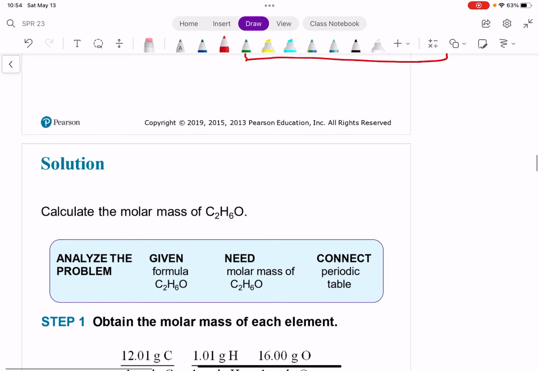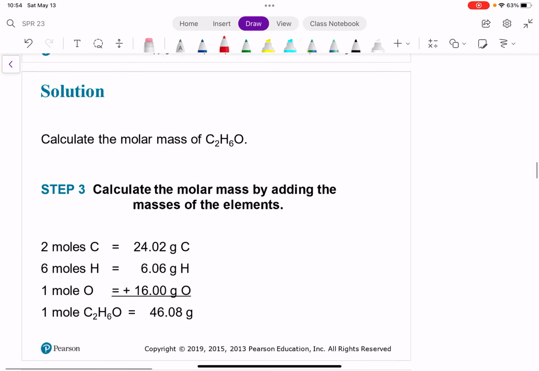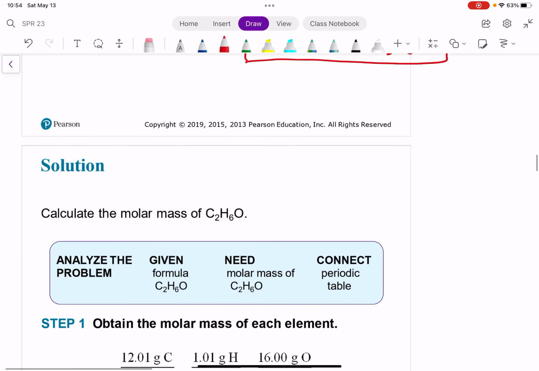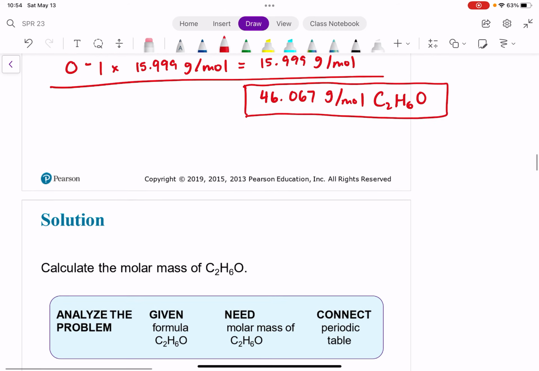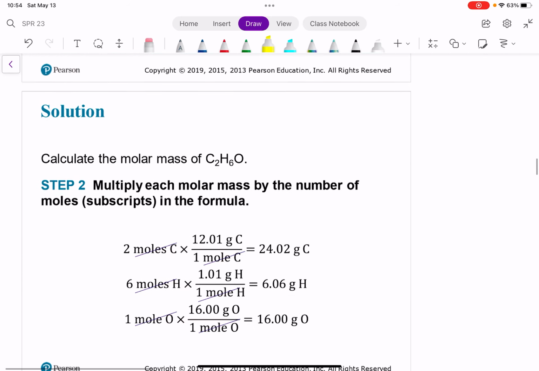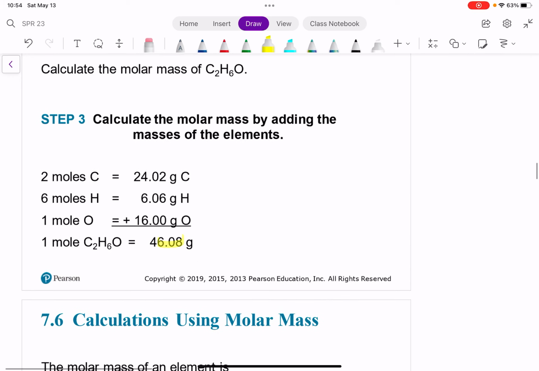Let's see. Did we get it right? 46.08, yeah. Let's see. Was that right? Oh, a little bit off. And the only reason for that is I'm probably using some different values for these. They just rounded to 16 and 1.01 for those atomic mass numbers. So that's why they got a little bit of a different number, but it's around the same thing. So all good.